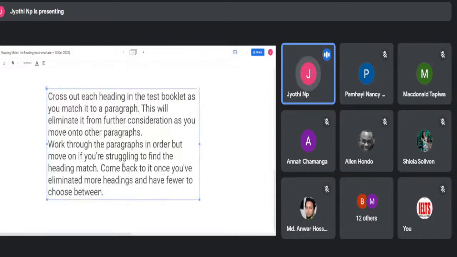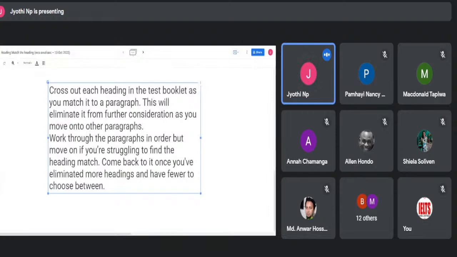Okay, can you all see now? So here the tips will be, since you will be having many similarities, what you need to do is cross out each heading in the text booklet as you match it to a paragraph. Just give me a minute.